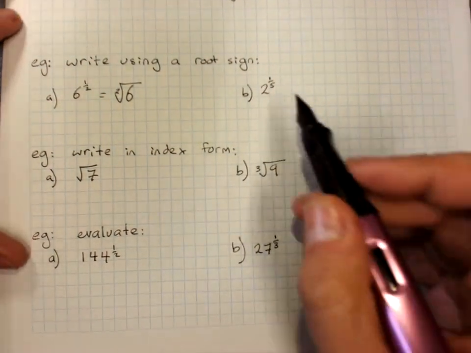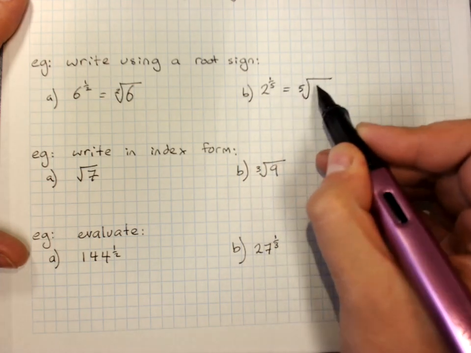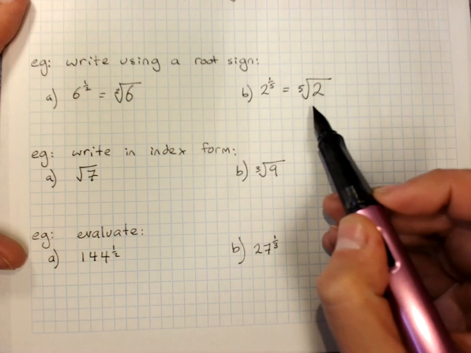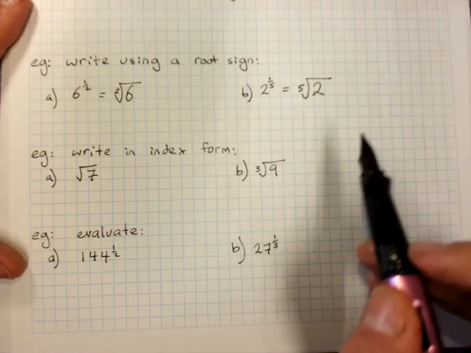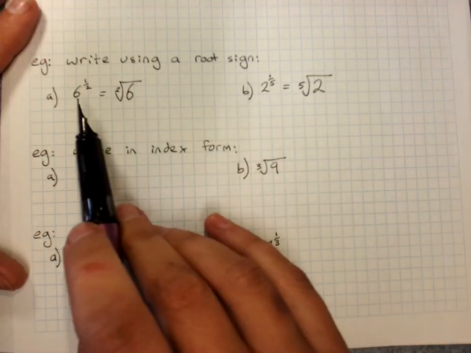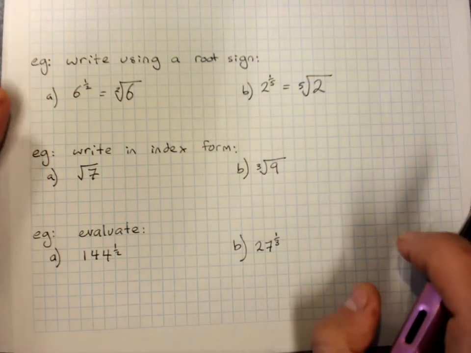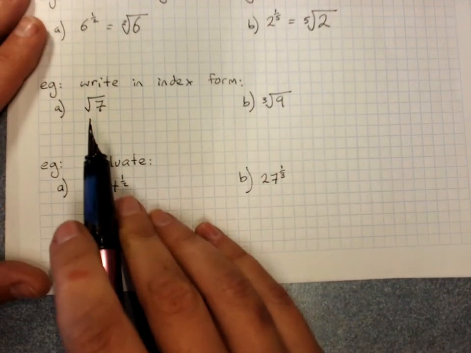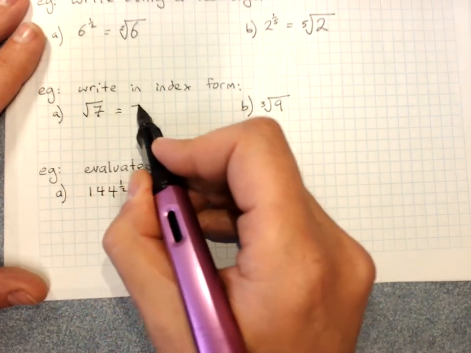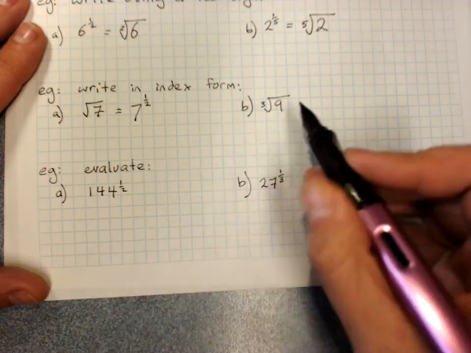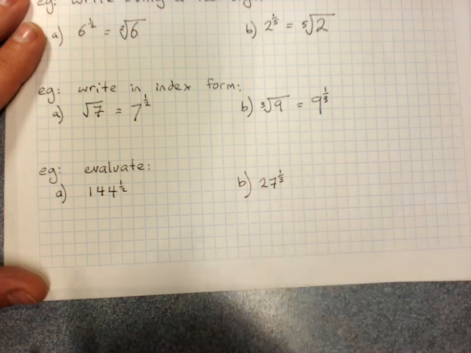2 to the power of 1/5 is the 5th root of 2. That is what can be raised to the power of 5 to give 2. So that's how you change a fractional index to root form or a surd. You can change a surd back into a fractional index. The square root of 7 would be 7 to the power of 1/2. The cube root of 9 would be 9 to the power of 1/3.